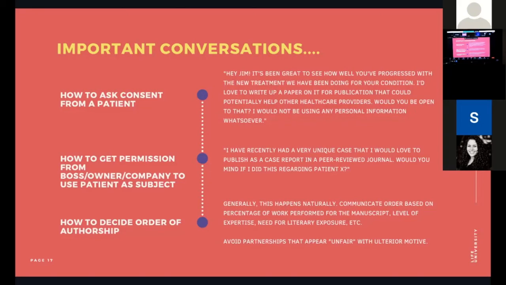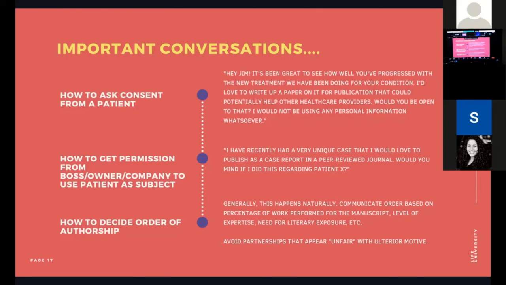And so what I recommend is having that conversation up front. Really sit down and ask your boss, the owner, whomever it is, and just say flat out, "I recently had a really unique case and I would love to publish it as a case report in a peer-reviewed journal. Would you mind if I did this regarding Brooke's case?" And normally, the boss or owner is probably going to say, "Oh yeah, I saw Brooke a couple weeks ago. Very interesting. By all means, go ahead." And this is wonderful, especially if you're going to be printing out any reports or any of the SOAP notes. It's just good to know that everyone's on the same page. So I highly recommend you do that if you're an associate or work for a certain organization.